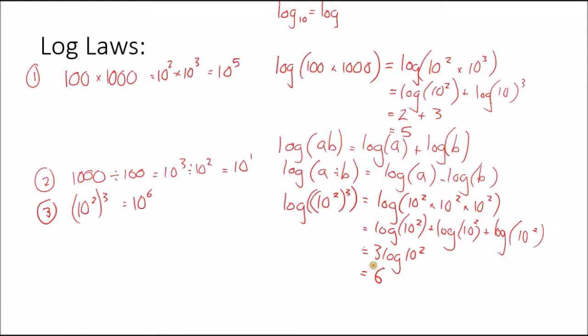But there's something more important that you're seeing here. Log of 10 squared to the power of 3 is the same as 3 log 10 squared, and so there's a general form here where if we've got log of A to the power of B equals B times log of A. So there's the first 3 log laws.